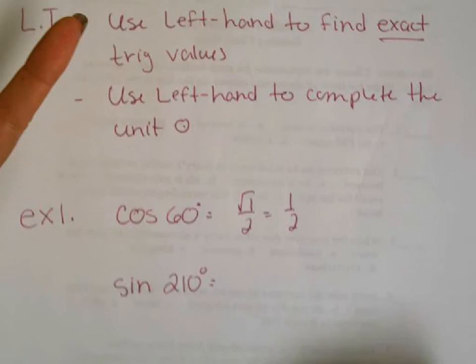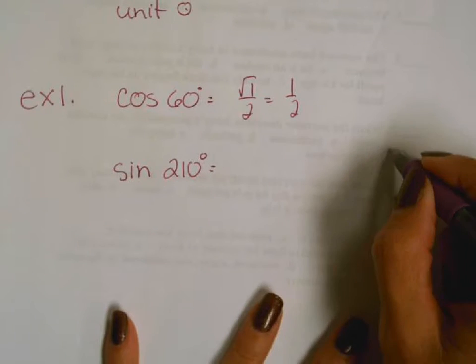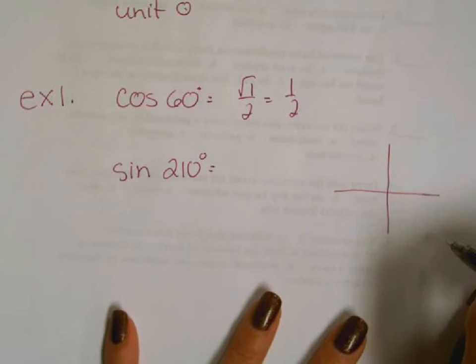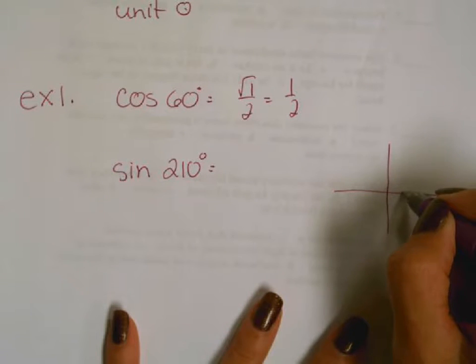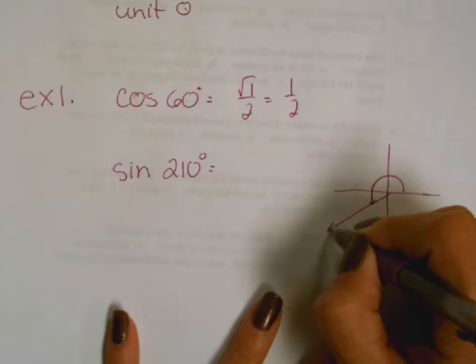Okay. What if you were in another quadrant, like let's say we're looking for the sine of 210? Well, you got to think a little bit. You might have to write something down. Where is 210 at? Adam? Past the 180. Okay, so we need the reference angle.